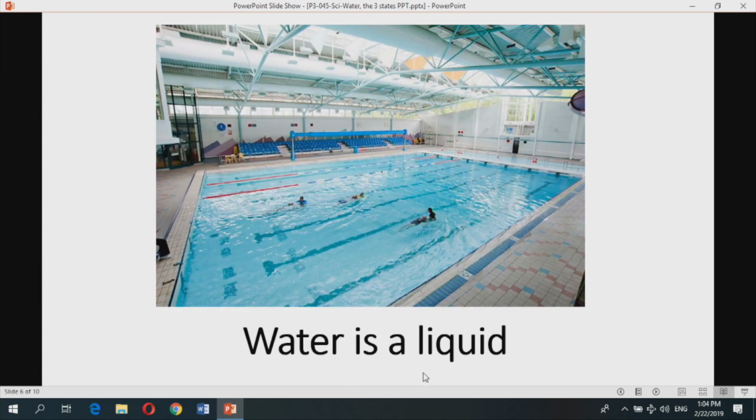Water is a liquid. Can anyone think of any other liquids? Milk. Excellent. Milk is a liquid. Anything that's wet. Soda, liquid. Coffee. Tea. Orange juice. All of these things, anything we can drink is liquid. Because if it's not liquid, we can't drink it.